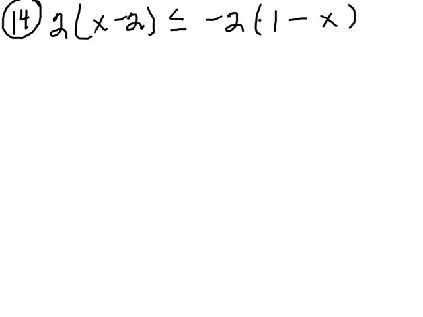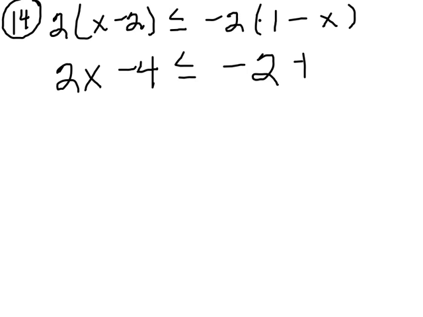All right, here we go, number 14. So we see the parentheses, so that makes us think of what property? Yep, we got to do the distributive property. So 2 times x is 2x. 2 times negative 2 is a negative 4. Keep your inequality, and we have negative 2. And negative 2 times a negative x is a positive 2x.